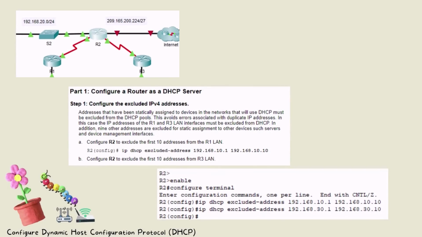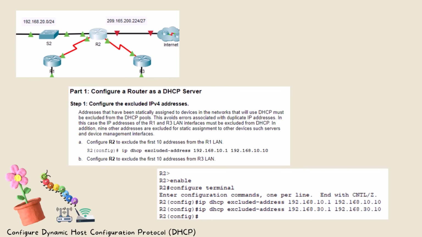Okay, untuk part 1, configure a router as a DHCP server. Step 1, configure the excluded IPv4 addresses, used to exclude certain IP addresses from being assigned to DHCP clients by the DHCP server service on a Cisco IOS device. For this scenario, addresses that have been statically assigned to devices in the networks that will use DHCP must be excluded from the DHCP pool. This avoids errors associated with duplicated IP addresses.